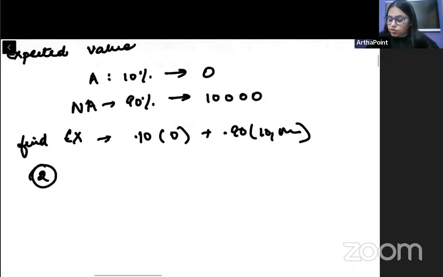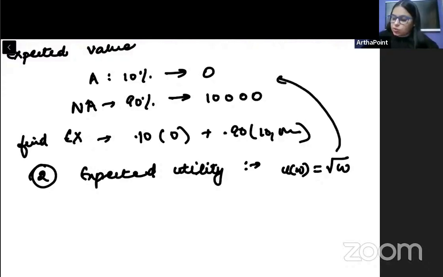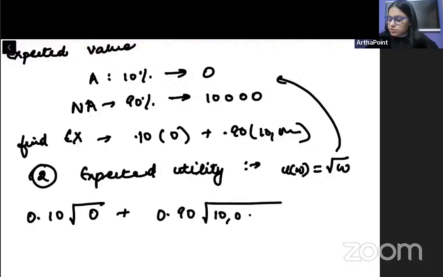Then the second kind of question that can be asked in the exam is expected utility. In expected utility, you will be given a utility function and asked to calculate expected utility. So if I were to find expected utility, I would have 0.10 root 0 plus 0.90 root 10,000. That's the second kind of question. Now, post this, if you remember, we did the concept of risk premium.